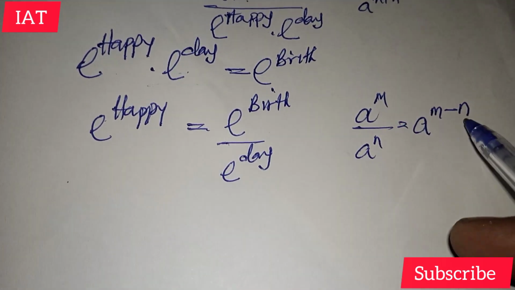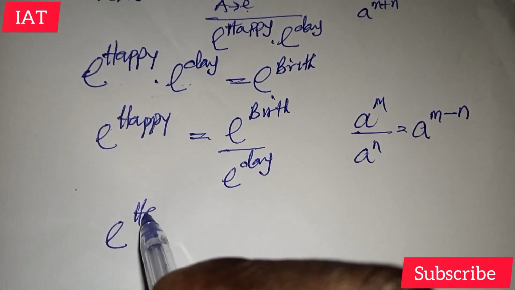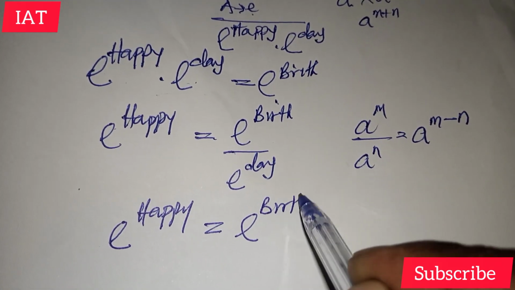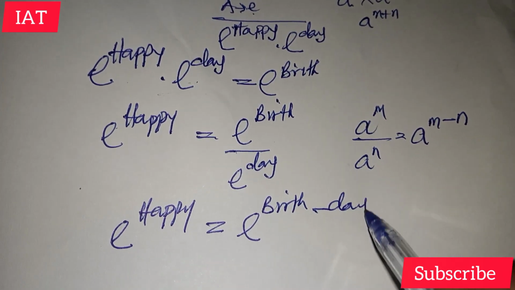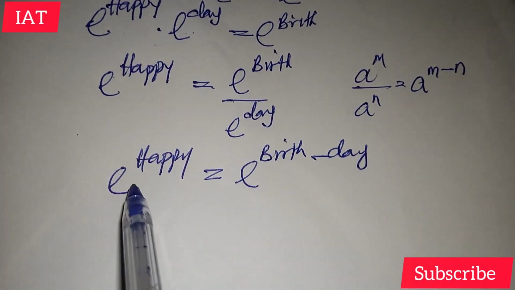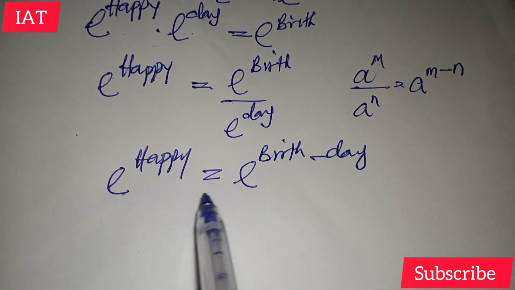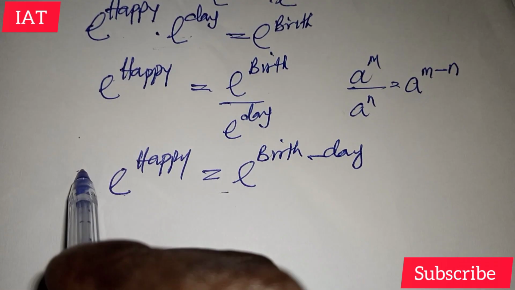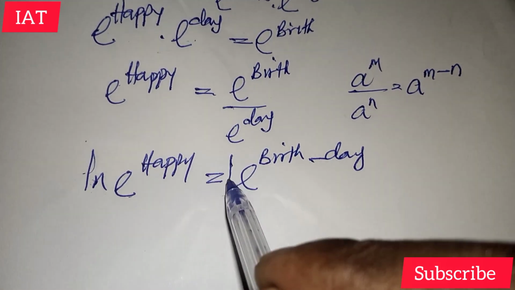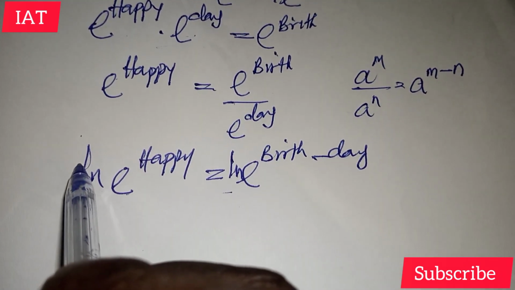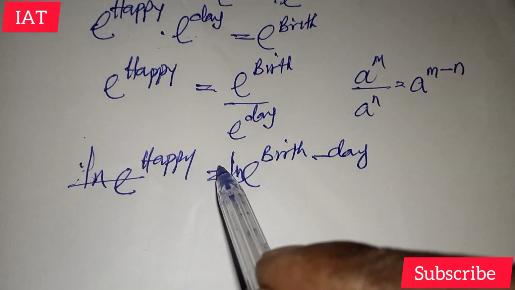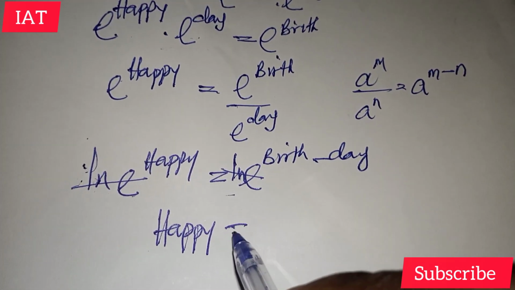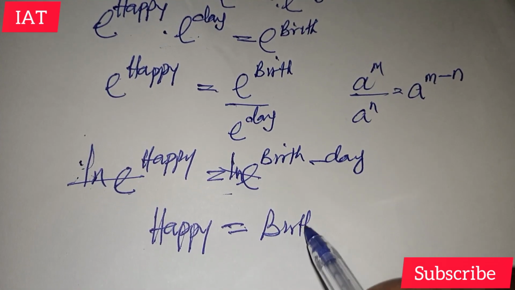Alright, so if I obey this rule, then I'll have exponential happy to be equals e to the power of birth minus day, and that's something that tends to eliminate this exponent, and that is if I should add the ln to both sides of the equation. If I add ln to both sides, anytime this ln meets with exponential, they cancel out. So what will happen is that we now have happy standing alone to be equals birth day.